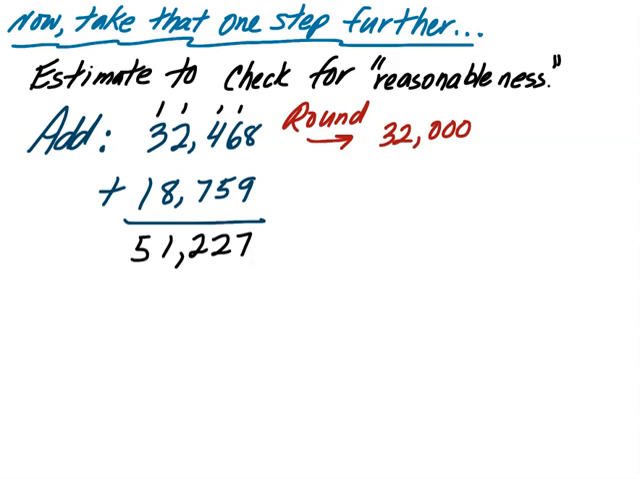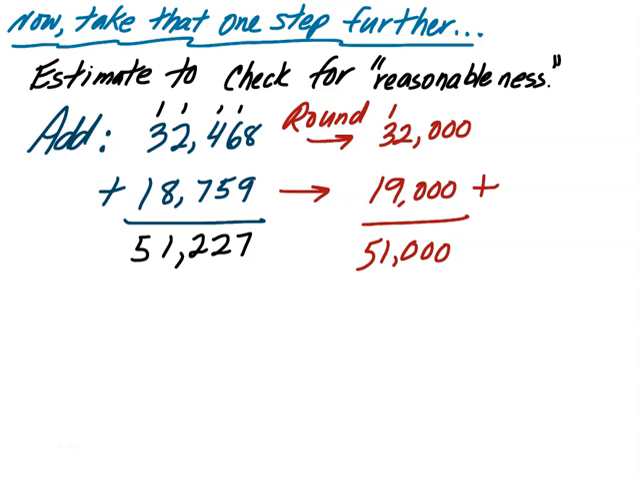So what's your estimate here? You're rounding 32,000 to the nearest thousand. Why? Because I think that's going to make your check for reasonableness more accurate. So there's 32,000. I'm going to round 18,759 to 19,000. I'm going to round them both to the same place value, happens to be the thousands place this time. And look where my estimate shows up. My estimate then shows up as 51,000.